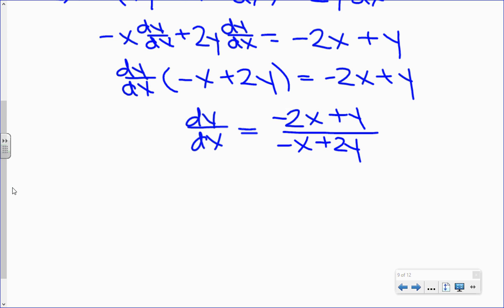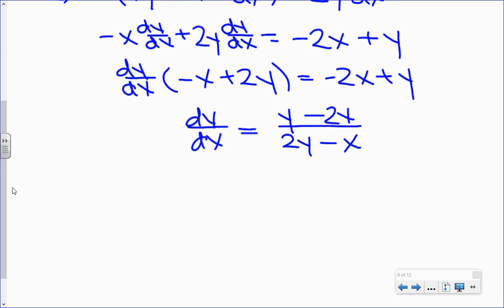I also realize that this could bother some of you, and it is totally fine if you want to write it as y minus 2x divided by 2y minus x. I know some of you are going to want to do that. I don't really care how you write it as long as it's equivalent.